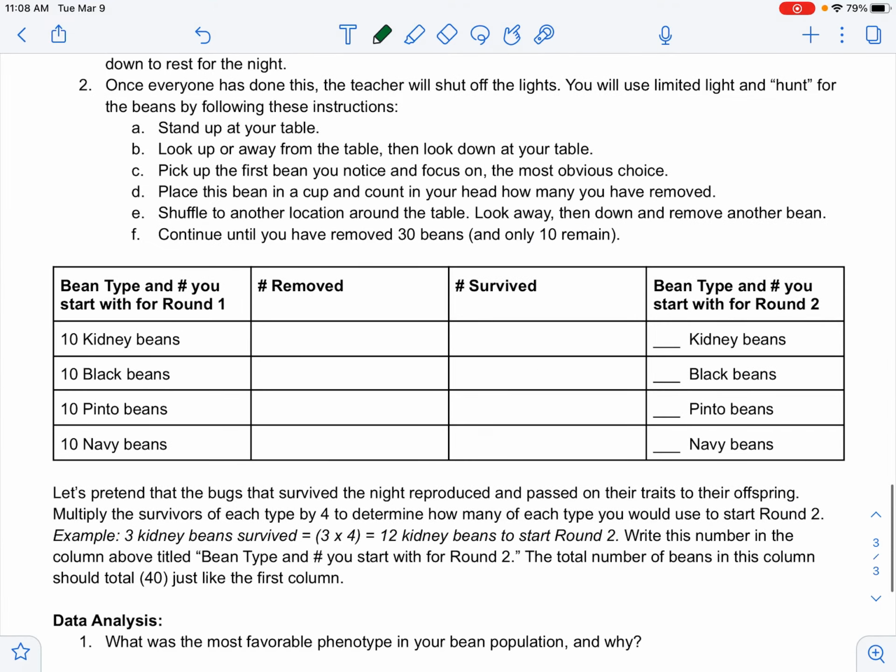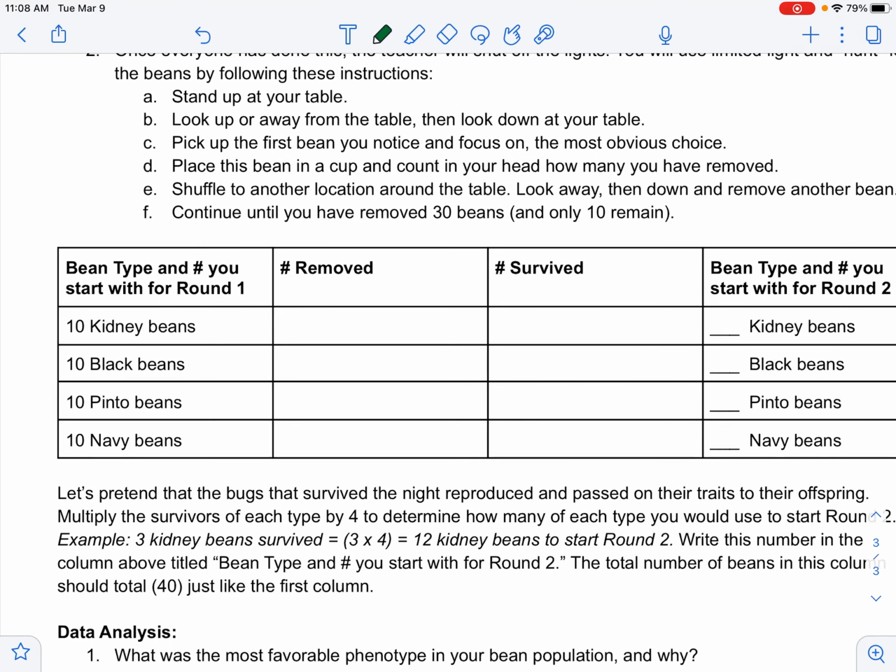So the number that survived of black beans was 5. The number of kidney beans was 3. And then we had 1 pinto bean and 1 navy bean survive. So then you can go ahead and just write that data down.